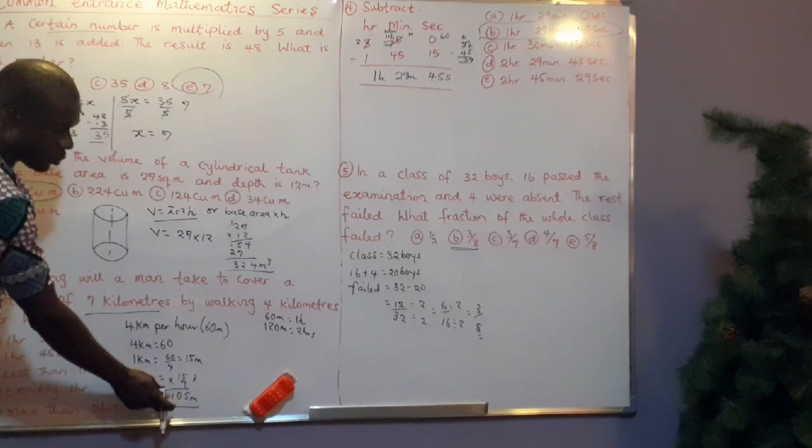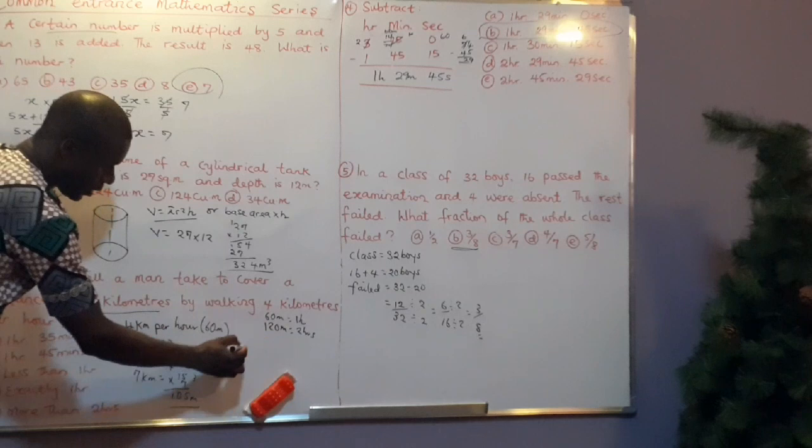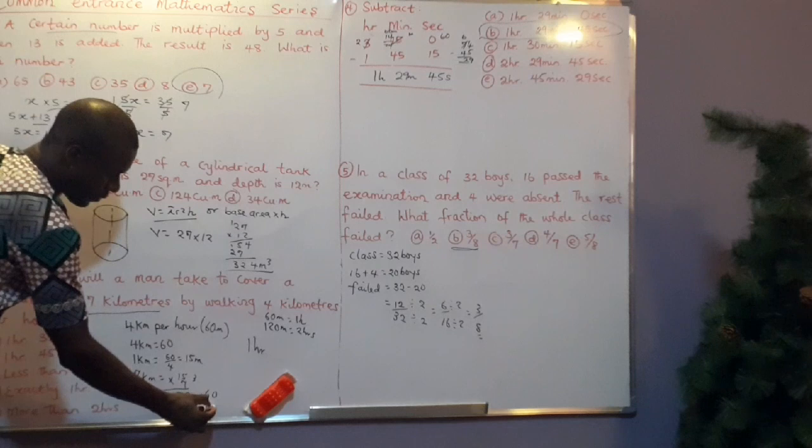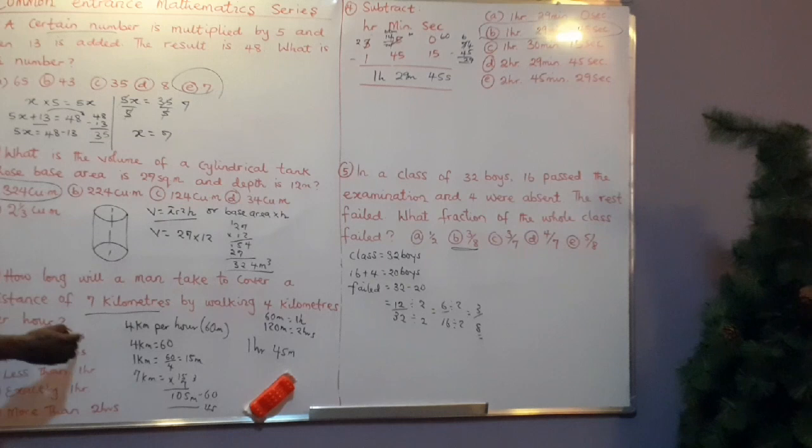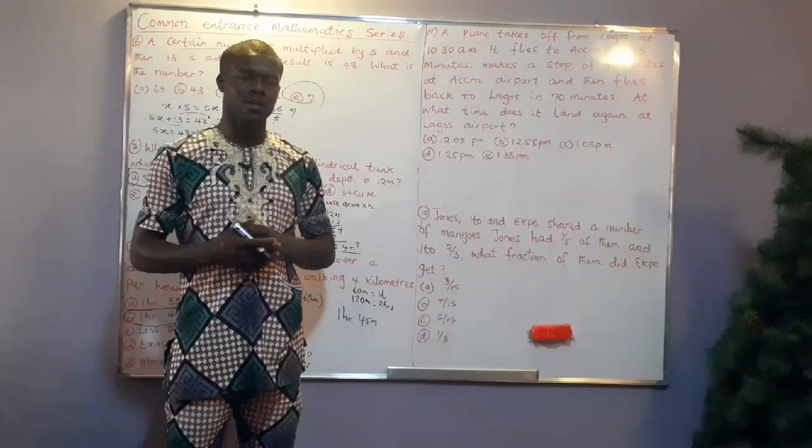We cannot remove 2 hours from here because this is not up to 120, but we can remove 1 hour from here. That's like removing 60 minutes and we'll be left with 45 minutes. So the answer will be 1 hour, 45 minutes. Look at the options. 1 hour, 45 minutes. The right answer.